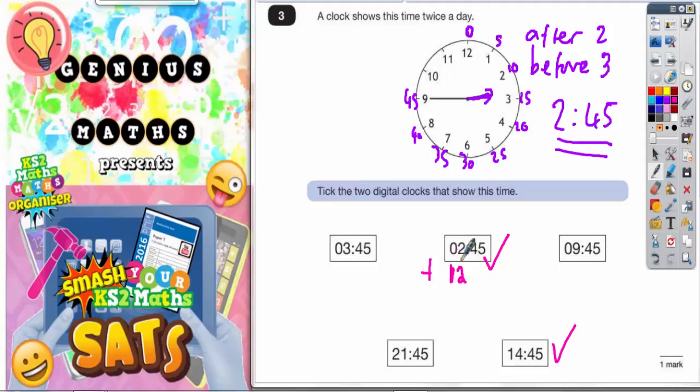So 02:45 means 2:45 a.m. in the early hours in the morning when everyone's probably still asleep and in bed, whereas 14:45 is 12 hours later than that, and that means 2:45 p.m. when most people are probably still at school, especially during the week.